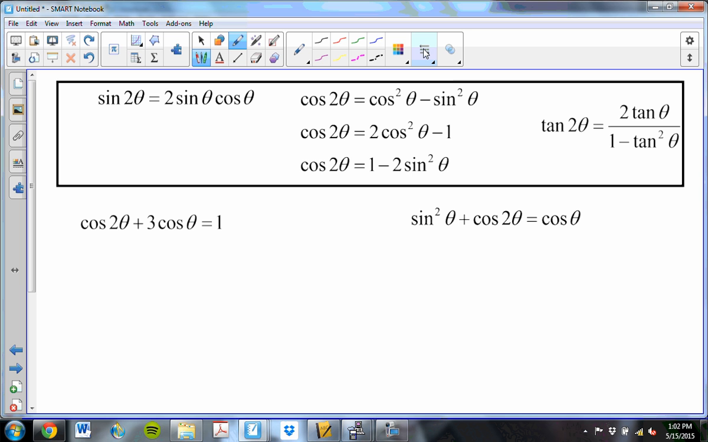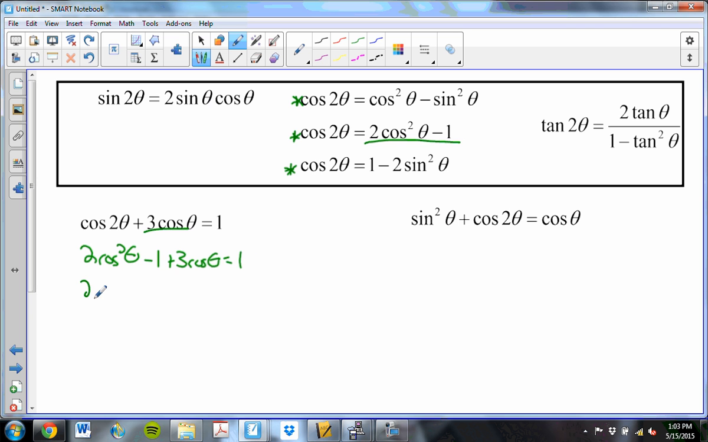2 cosine theta plus 3 cosine of 2 theta plus 3 cosine theta equals 1. Look at this for a second and see which of these 3 identities you're going to want to work with. Since this has a cosine in it, I want this to have a cosine in it and not a sine anywhere. So I think I'm going to grab that second one. I'm actually not sure how this works, so we'll find out. So it goes 2 cosine squared theta minus 1 plus 3 cosine theta equals 1.